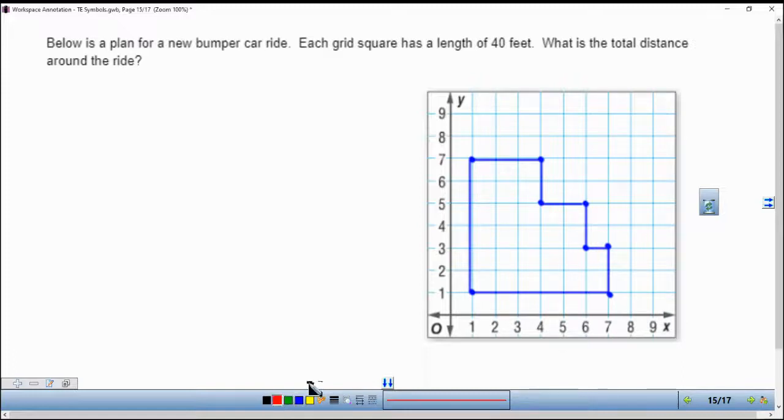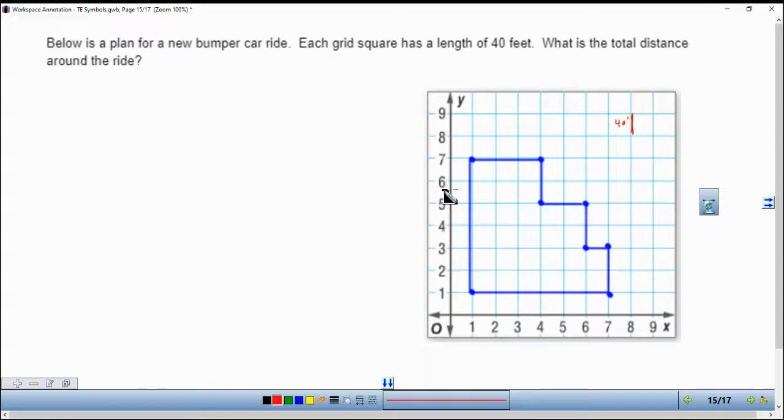So what that's saying is this particular shape, we're looking at the distance around it. We're looking at the perimeter. And each one of these little grid squares, the length of this is 40 feet. Okay, that's 40 feet right there.